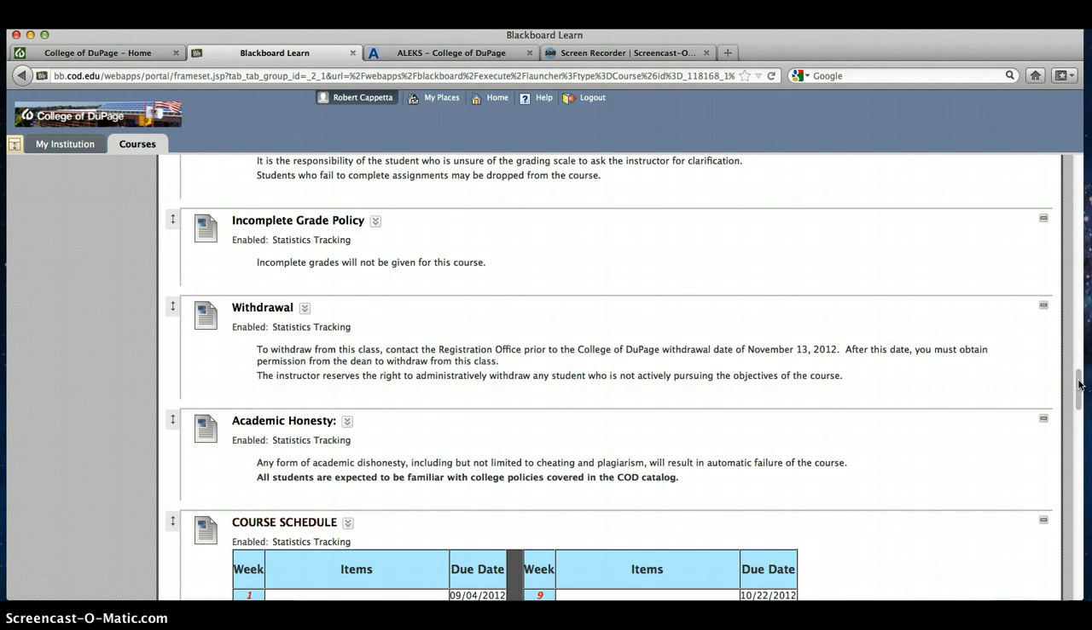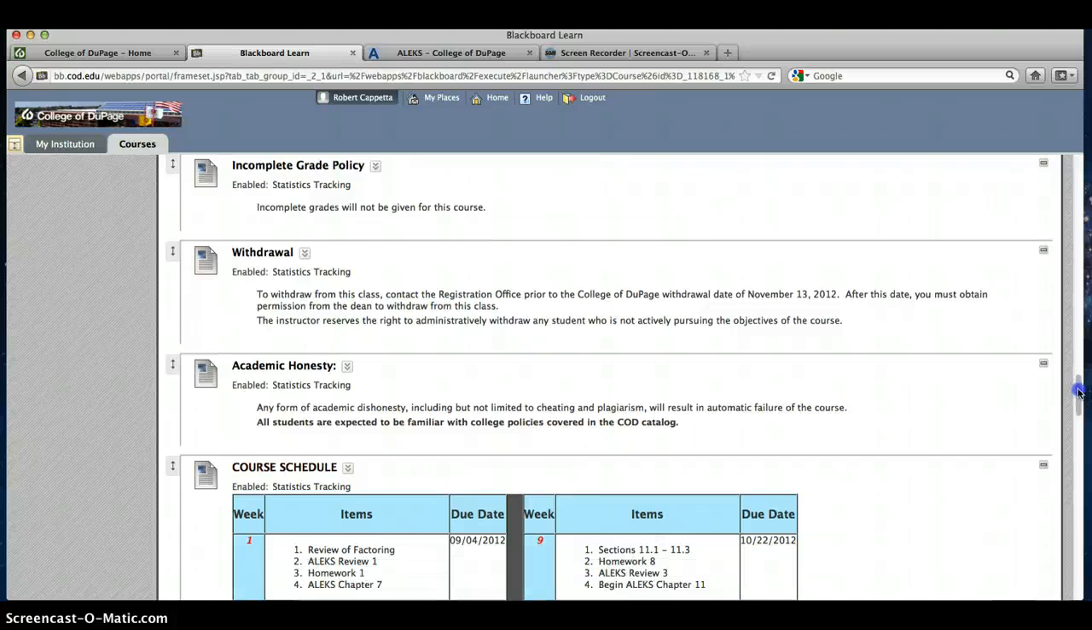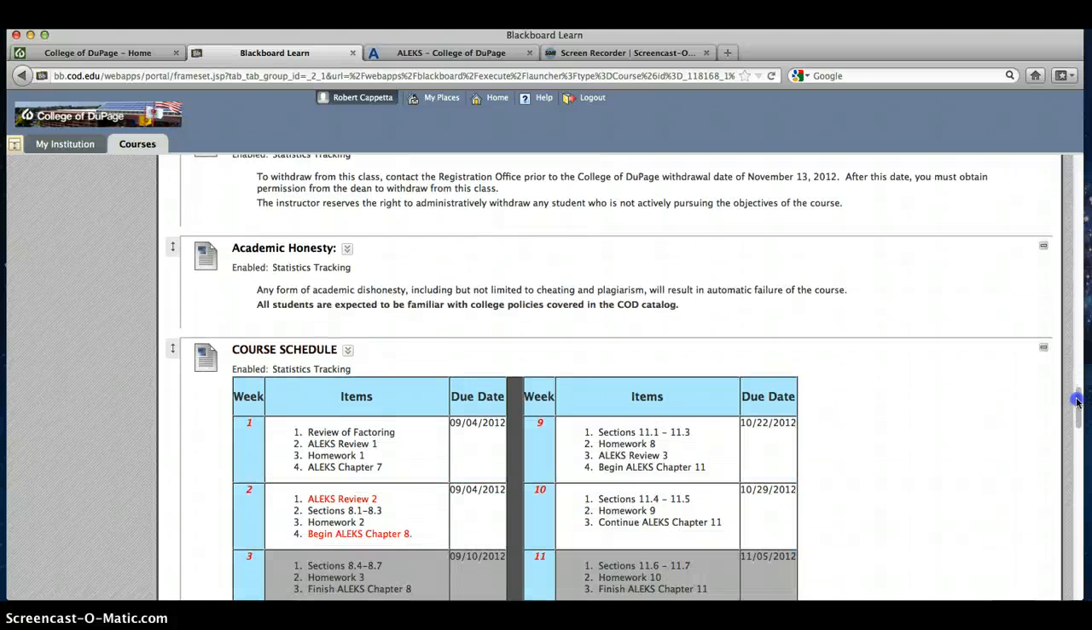There's a change in policy this semester. To withdraw after November 13th, you will need to have some sort of serious personal issue and get permission from an administrator to do so. Obviously, academic dishonesty will not be tolerated. I don't expect that will be a problem.